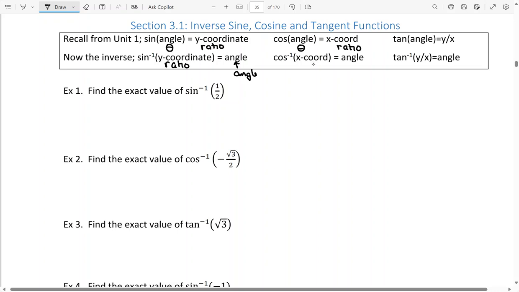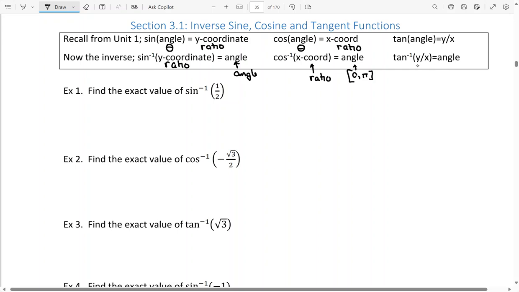Cosine inverse of the ratio. So when you do inverses, the ratio, or that fraction, like 1/2 or radical 3 over 2, goes inside, and outside comes the angle, and that angle has to be between 0 and pi for the cosine inverse range.